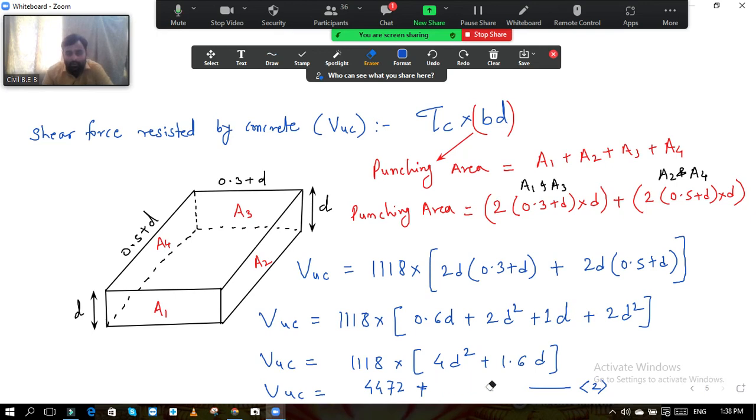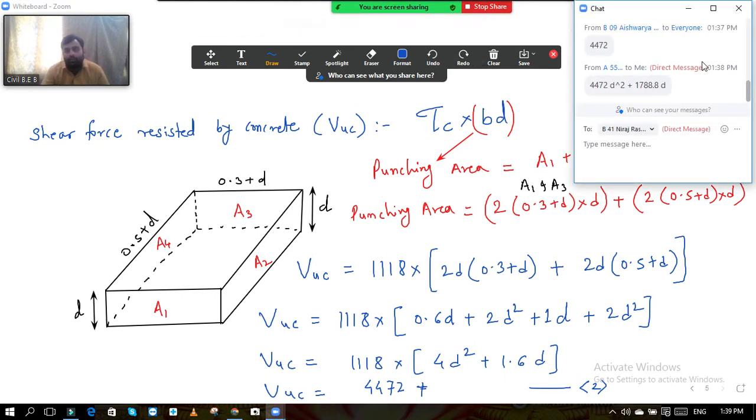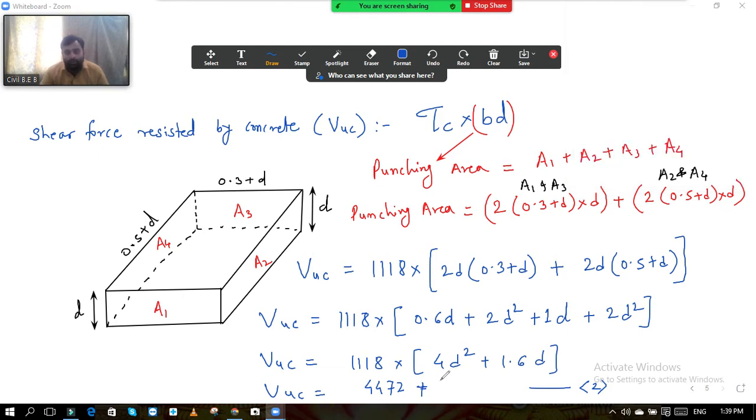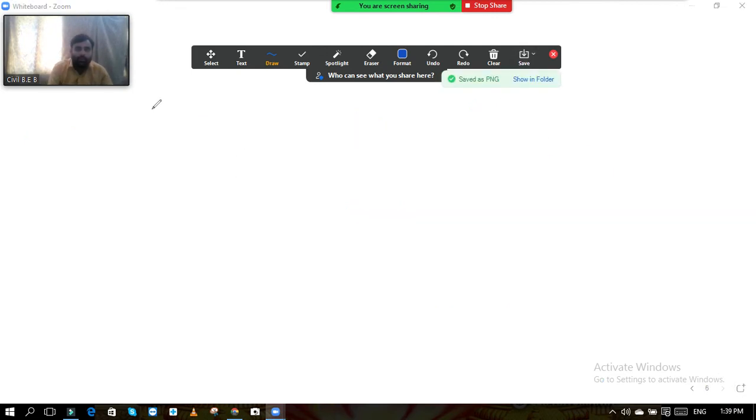Okay, right. And then what is the answer? Do 1118 into 1.6. How much is it? 1788.8. Okay, 1788.8 D. So now equate the equations. Equating equation 1 and 2.